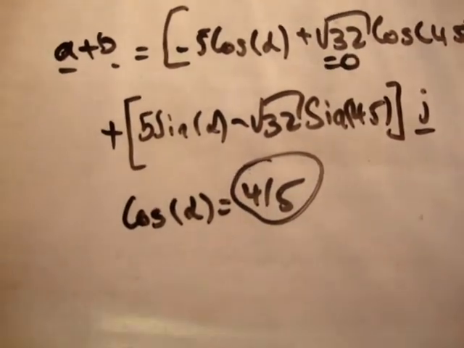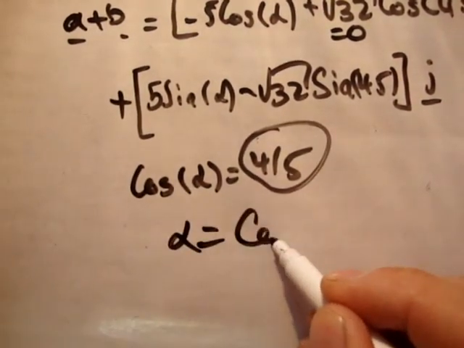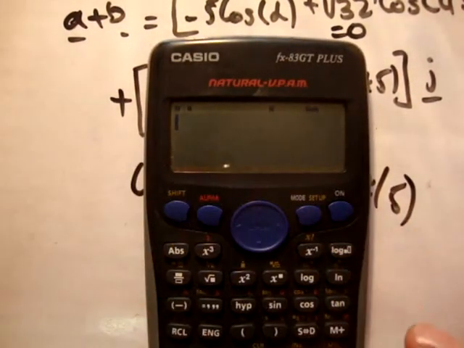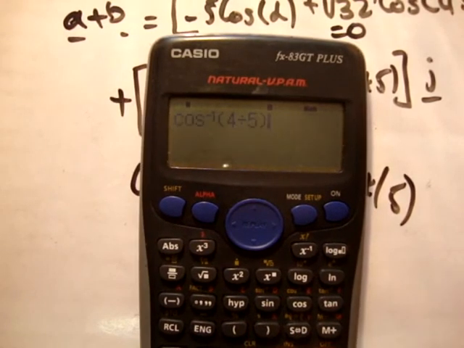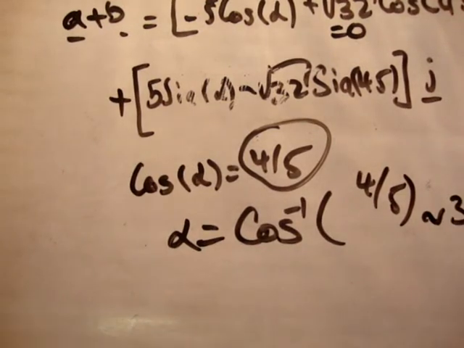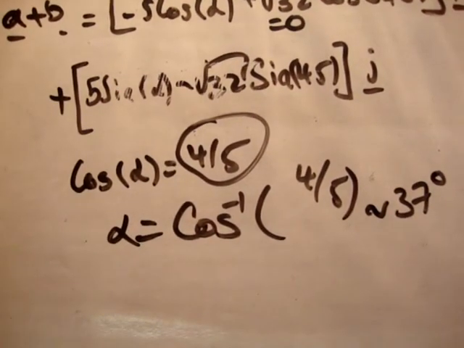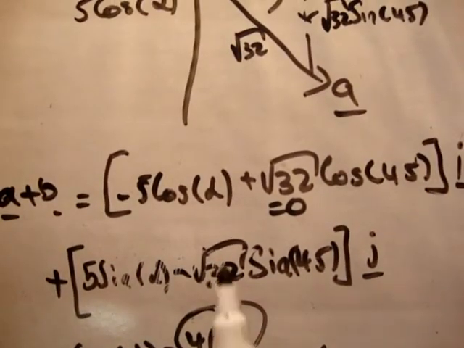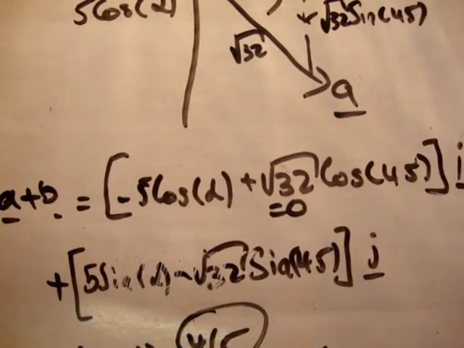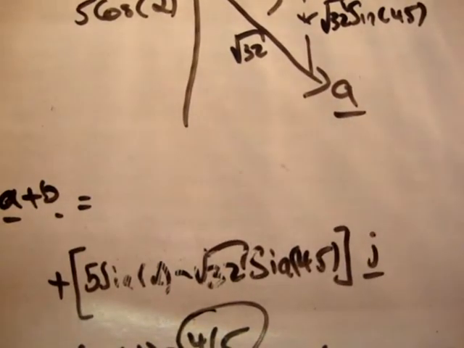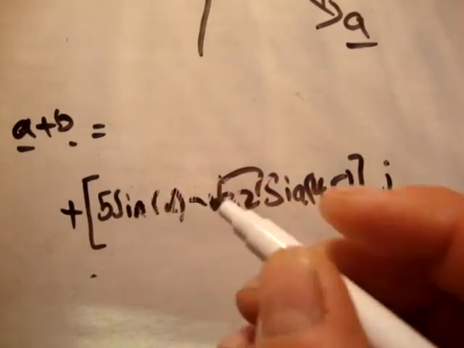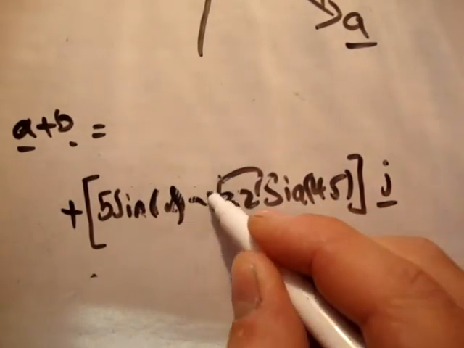So we know that cos alpha is equal to 4/5. Therefore we need to get the angle itself. So alpha is equal to the inverse cosine of 4 over 5. If you plug that into your calculator, shift cosine 4 divided by 5, you get 36.8, so approximately 37 degrees. So if you go back up here, we have that this is the i-hat part of a plus b. We're told that it sums to 0, therefore we can just get rid of it, because we know it's 0 i hat. And we know that alpha is equal to 37 degrees.